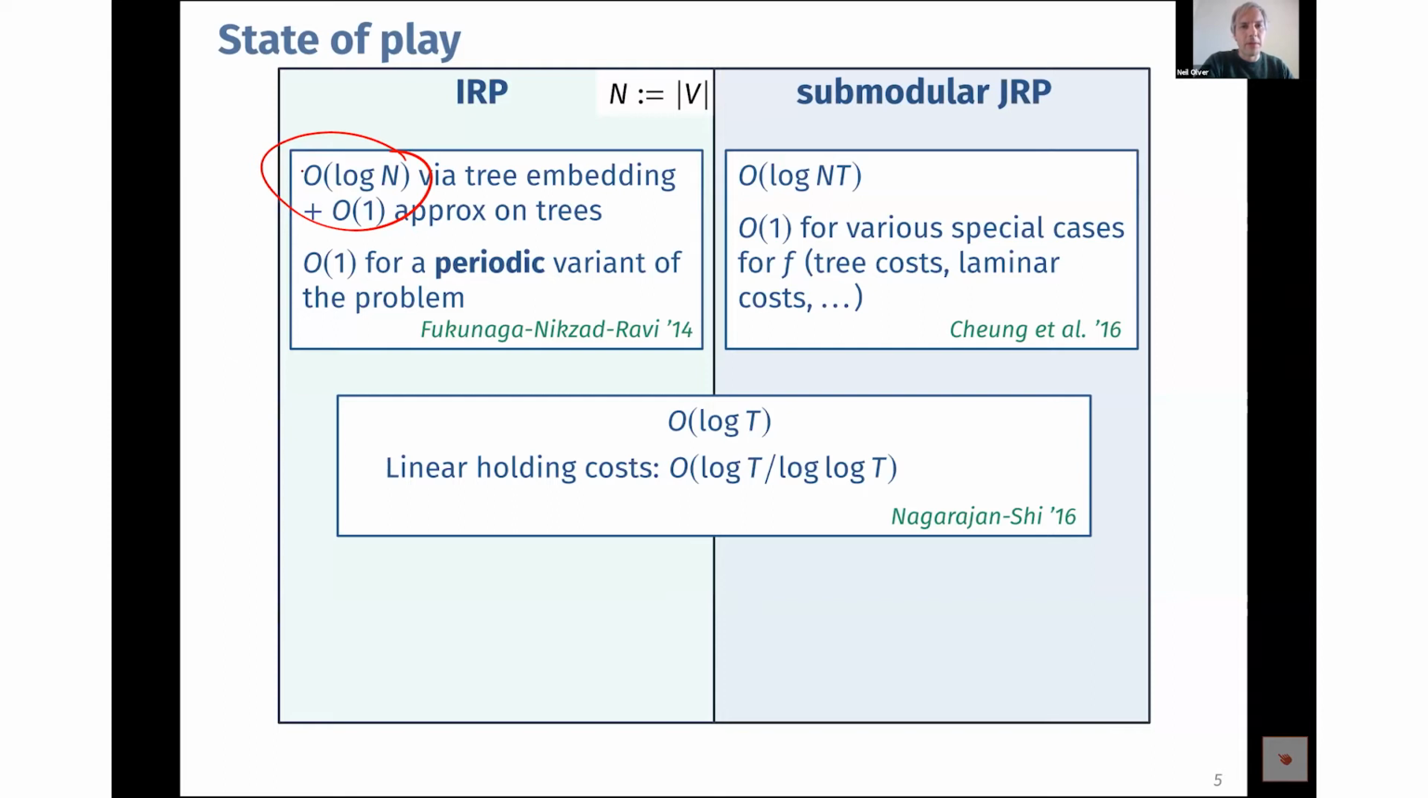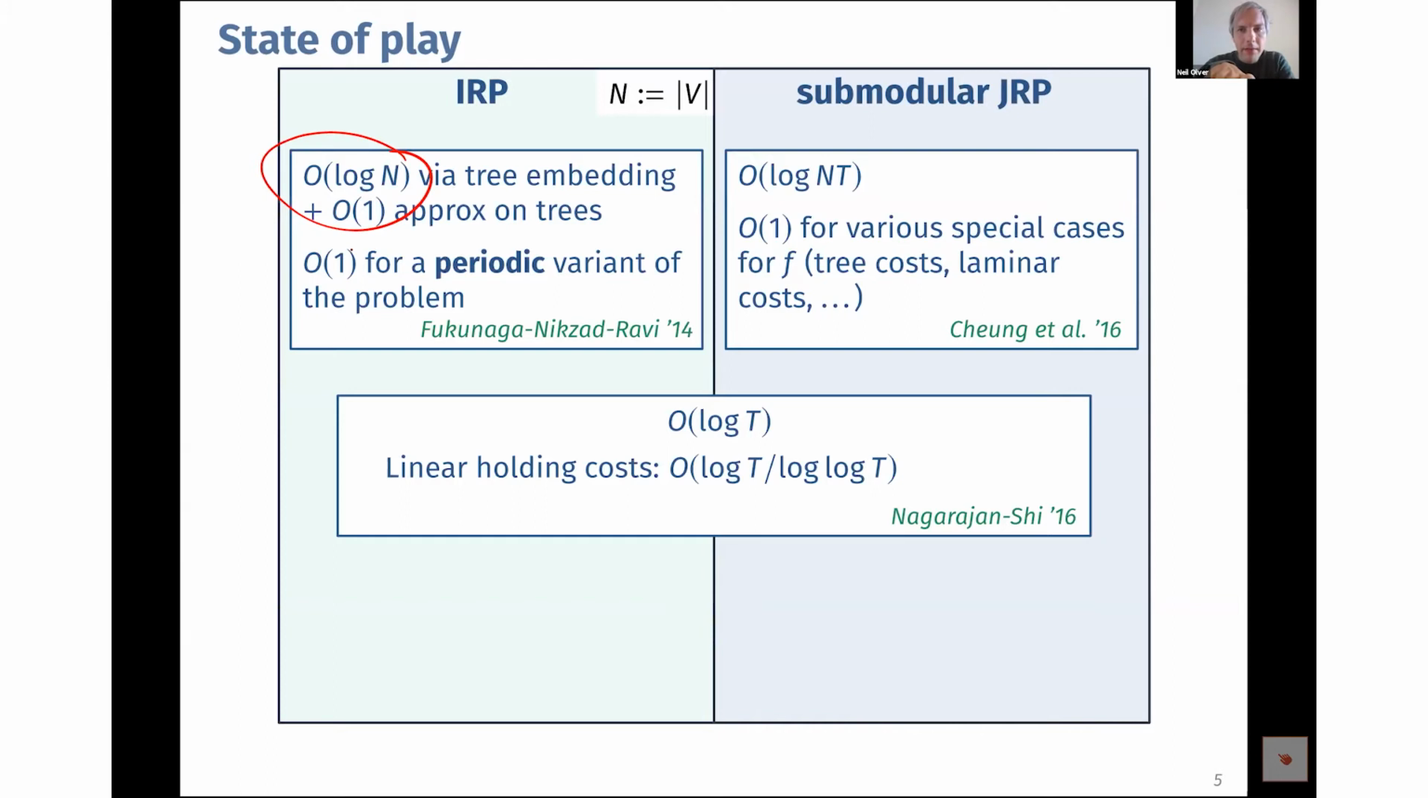a variant of this problem where it's periodic, in the sense that if you look at a particular location, you visit it on a periodic schedule, once a week, once a day, something like that. Okay, so that was looked at, and that has a constant factor. Was there a question or no? I don't see any. Okay, thanks.